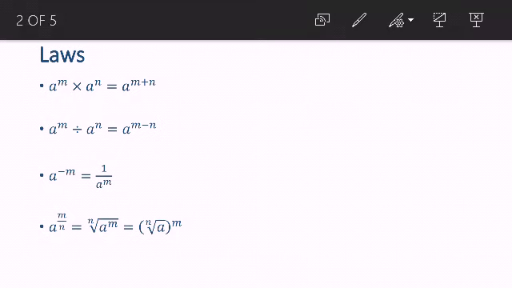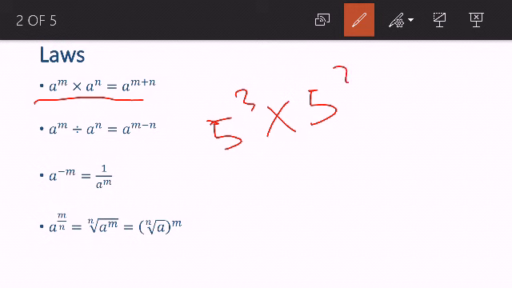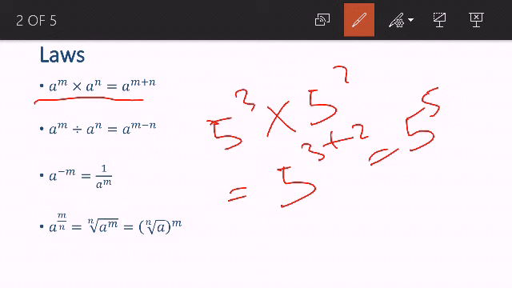Okay, so the first law of indices is that a raised to power m times a raised to power n is equal to a raised to power m plus n. That means when you multiply two indices of equal base, you must add their powers. So a good example, if we have 5 raised to power 3 times 5 raised to power 2, it's the same thing as saying 5 raised to power 3 plus 2, which is equal to 5 raised to power 5.